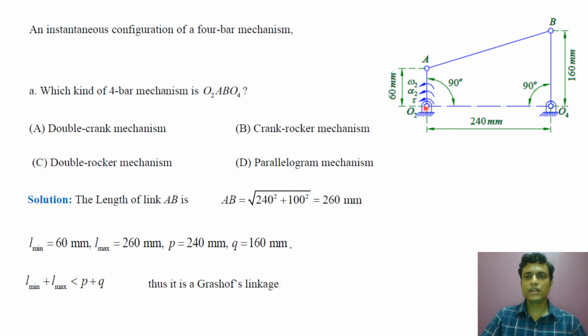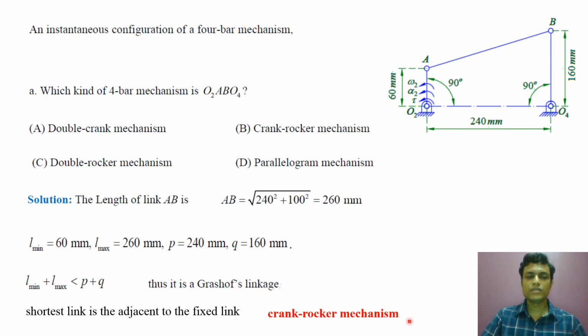And what is the position of the shortest link? O2A, that is the crank, is adjacent to the fixed link. So we will get a crank rocker mechanism. The shortest link is adjacent to the fixed link, so we will get a crank rocker mechanism. So this is the answer. So answer B is correct. It is a crank rocker mechanism.